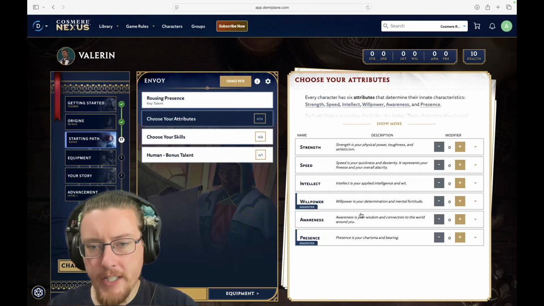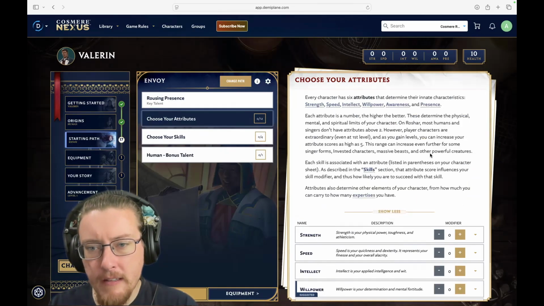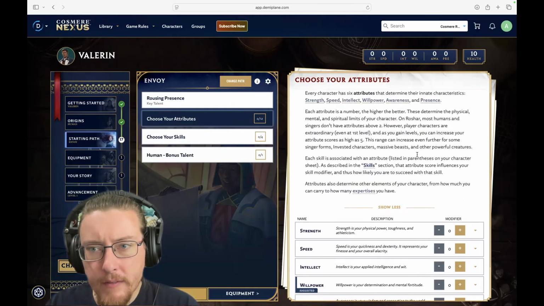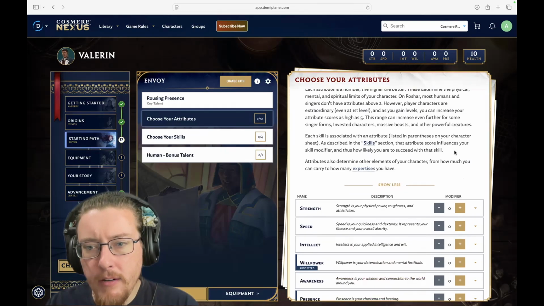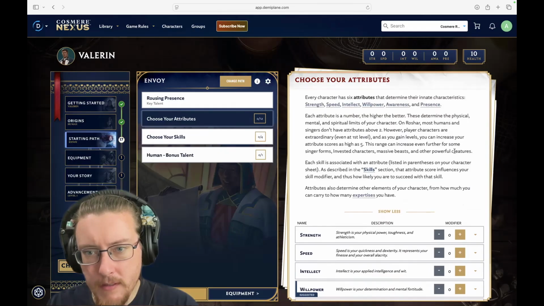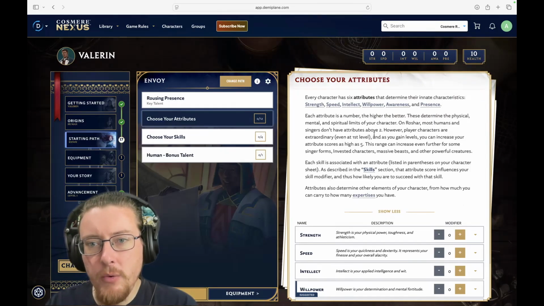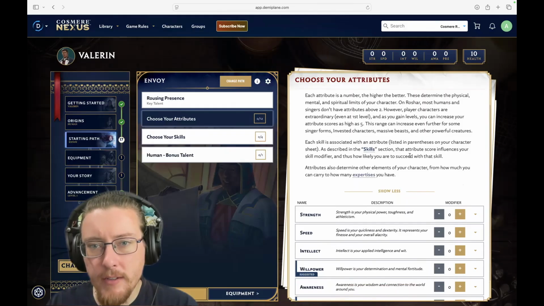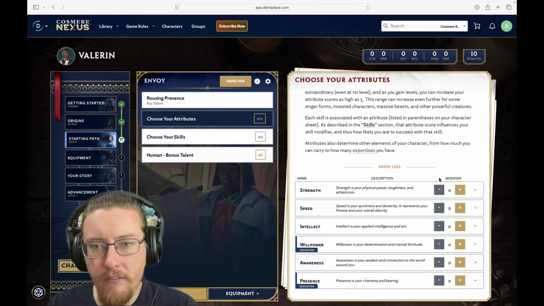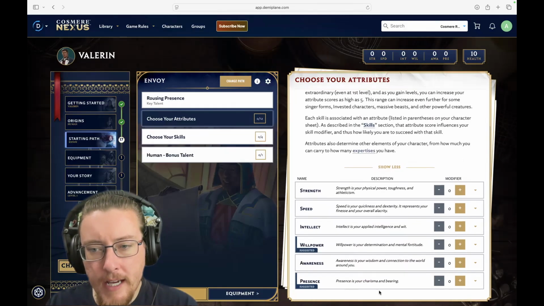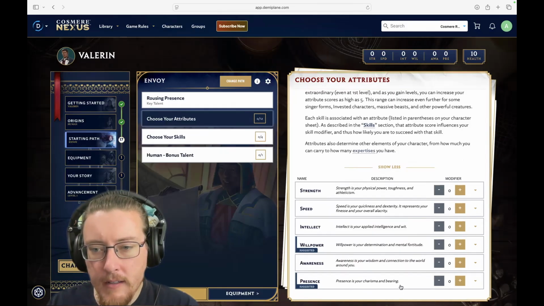Okay, next you're going to choose your attributes. You get 12 points to put in, and I believe you can't go above 3 to start out. On Roshar, most humans and singers don't have attributes above 2. However, player characters are extraordinary, even at first level, and as you gain levels, you can increase your attributes as high as 5.